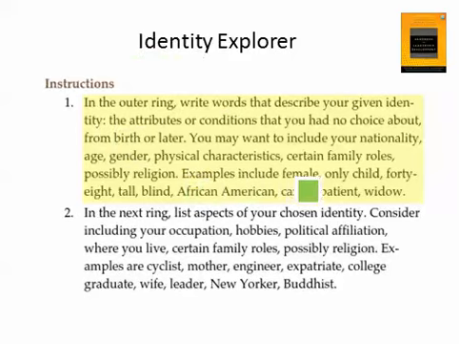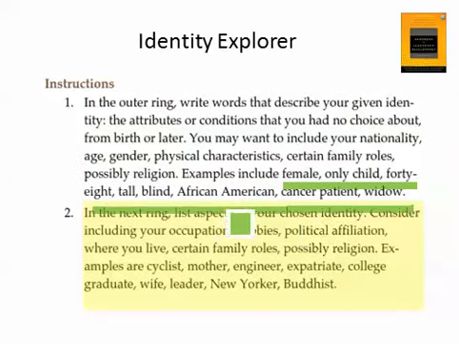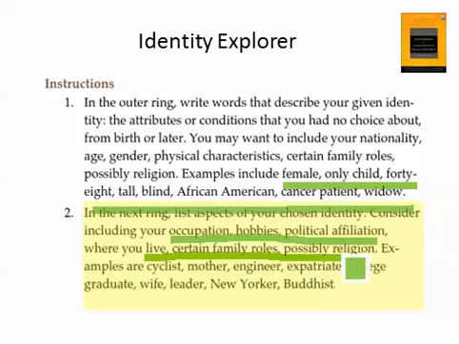And those are things like that you're female, you're only child, you're 48, you're tall, you're blind, you're African American, cancer patient, widow, whatever those are. These are things that you had no choice about. Okay. Now, in the next ring, list aspects of your chosen identity. And your chosen identity means things like your occupation, hobbies, political affiliation, where you live, family roles, maybe even your religion. It depends on how you define that.